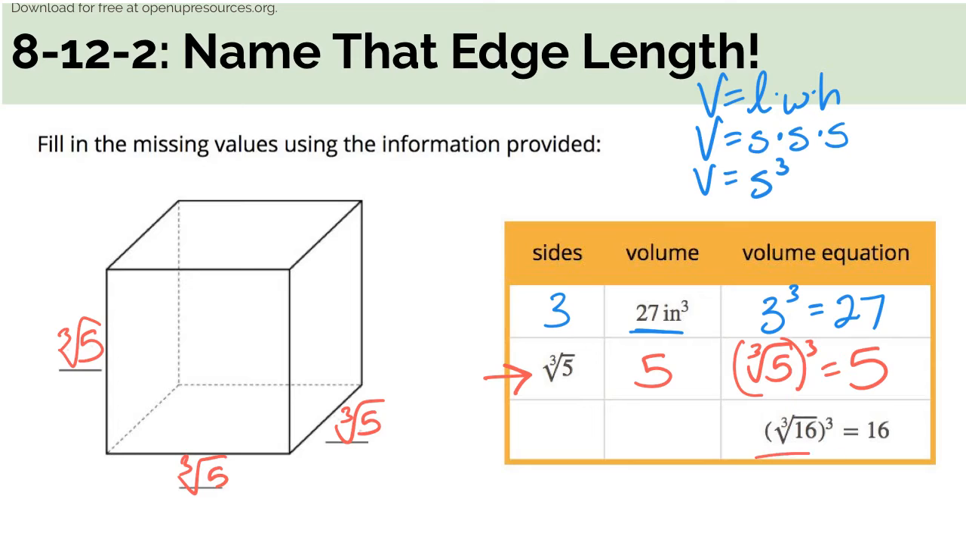In the last row, we can see this equation, and I can notice that I took my side length and I cubed it. So my side length was the cube root of 16. If I multiply that by itself 3 times, I got a volume of 16.